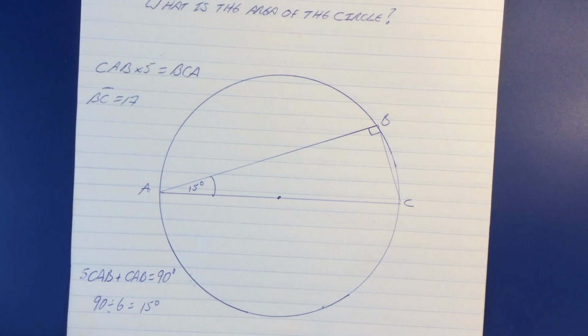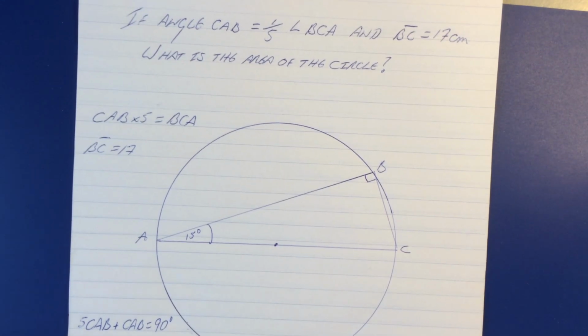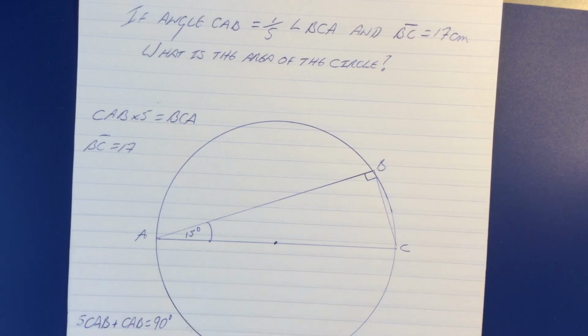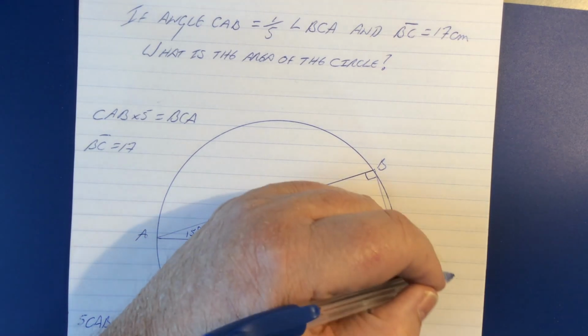Now, what that's going to do in terms of finding the area of the circle is it's going to allow us to find the length of this diameter, and from this diameter we can find the radius, and from that radius we can find the area of the circle. So let's get to work.